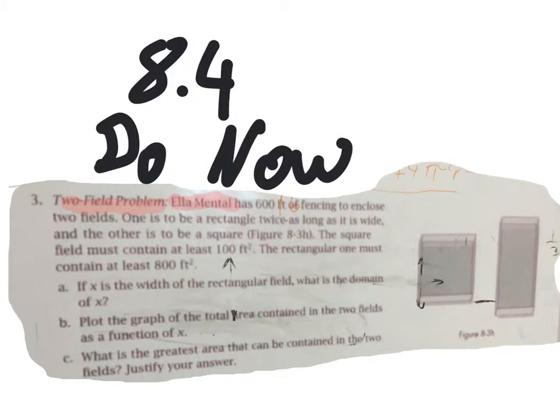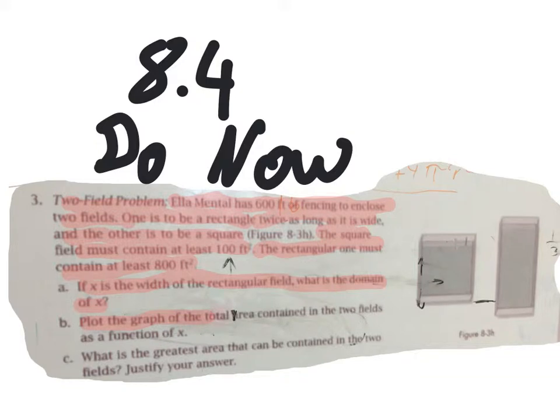Ella Mental has 600 feet of fencing to enclose two fields. One is to be a rectangle twice as long as it is wide. The other is to be a square. The square field must contain at least 100 feet squared. The rectangle one must contain at least 800 feet squared. If x is the width of the rectangular field, what is the domain of x?